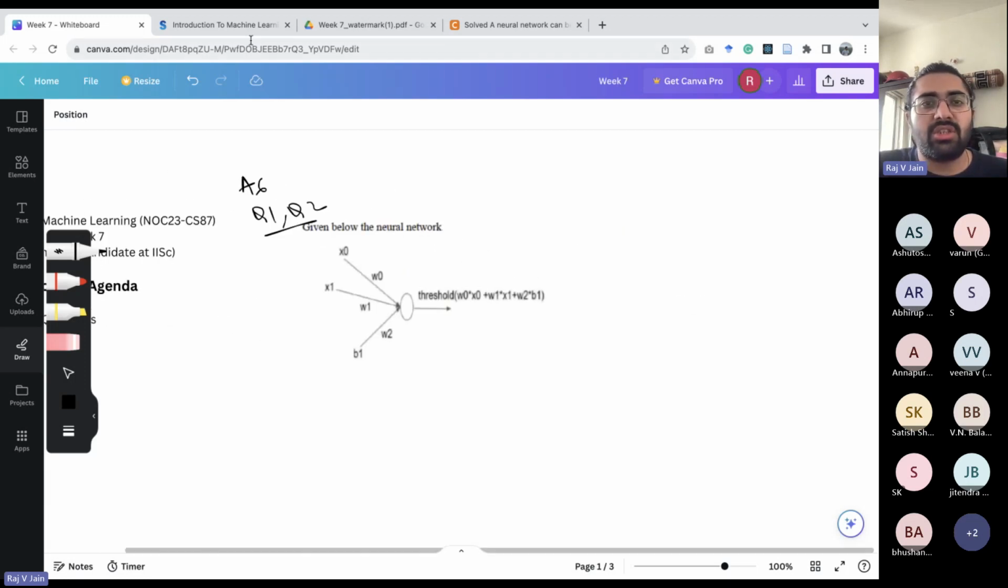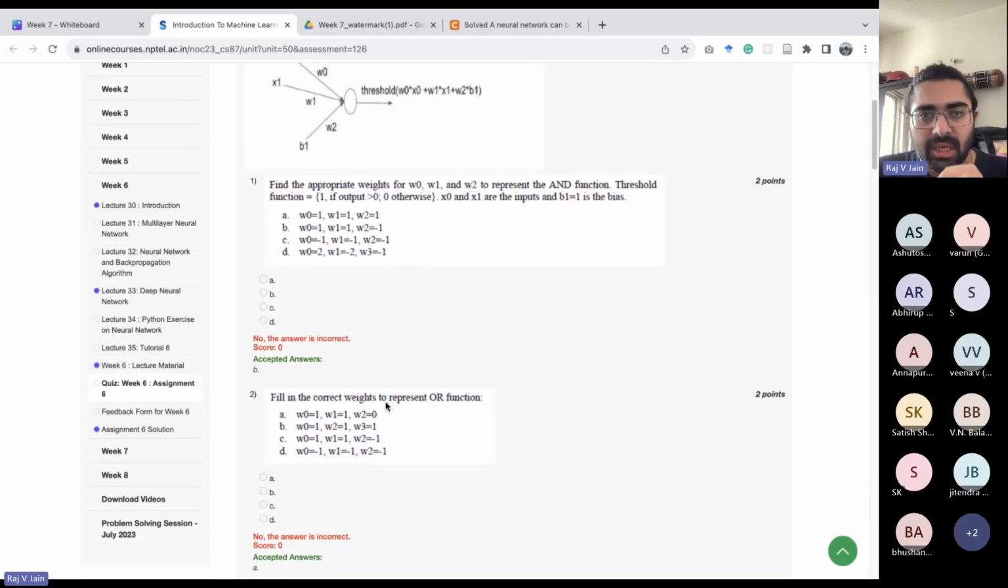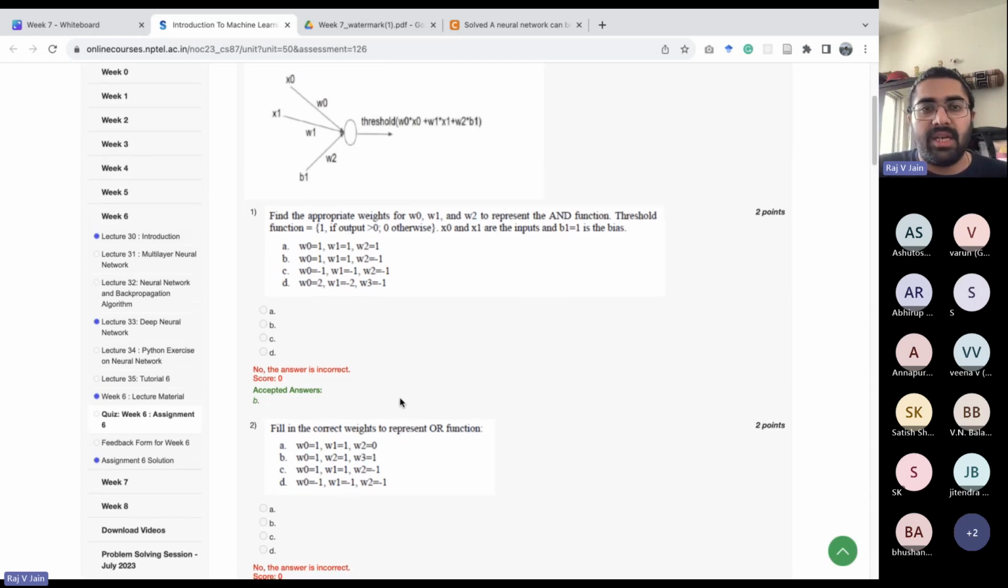Straightforward solution here. You can just try all these different weights, and you will end up seeing that answer B is correct for this particular neural network and this threshold function. And here also, for the same threshold function, your correct weights will be option A. All right. So any doubts on this question? Otherwise, we'll move forward.